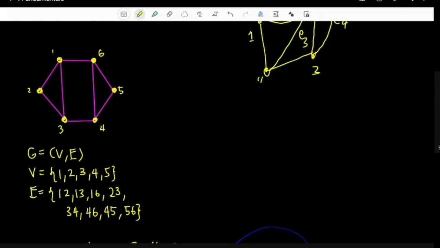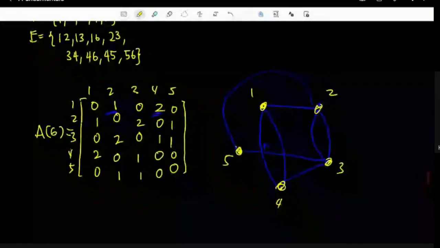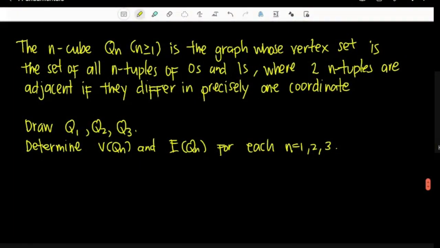Okay, no questions. So, I'll leave this as an exercise. Construct the adjacency matrix and the incidence matrix of this graph. So, this is the same graph that we've been using as an example before. All right. So, this is another example of a graph.